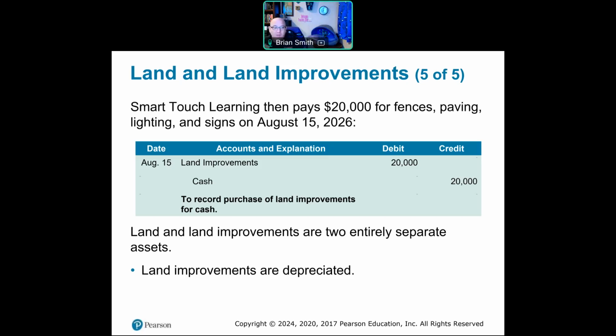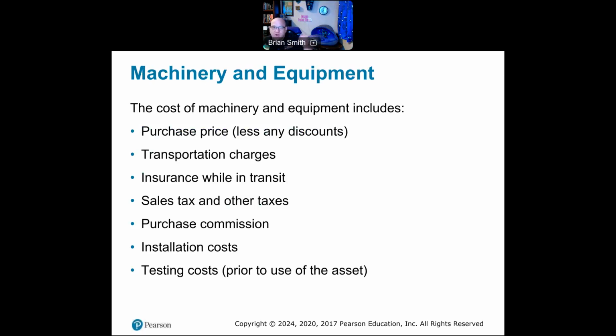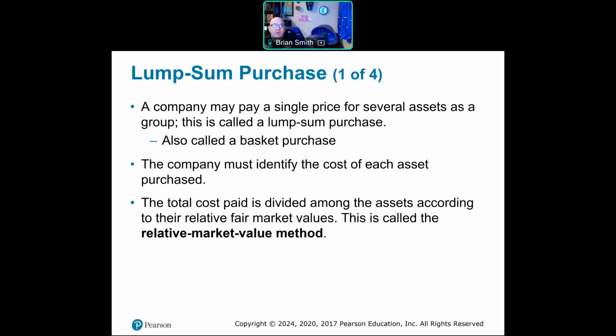I'm not going to go through all these slides because now we're talking about buildings. You can pause this and read what costs are included in there. Here's our machinery and equipment. These slides are focused a lot on what you put into these assets. That's good, and you do need to know that, but I'm not going to spend a whole lot of time going over them. I'm going to go over this slide and the next three about what happens when you buy a bunch of assets together.